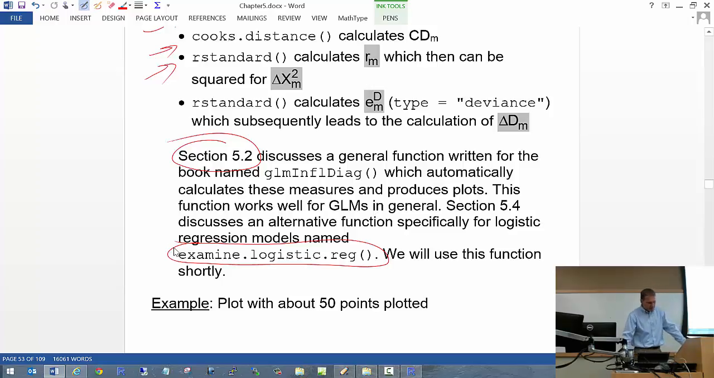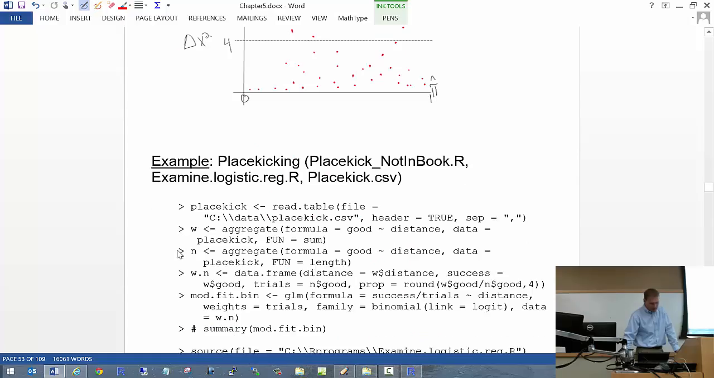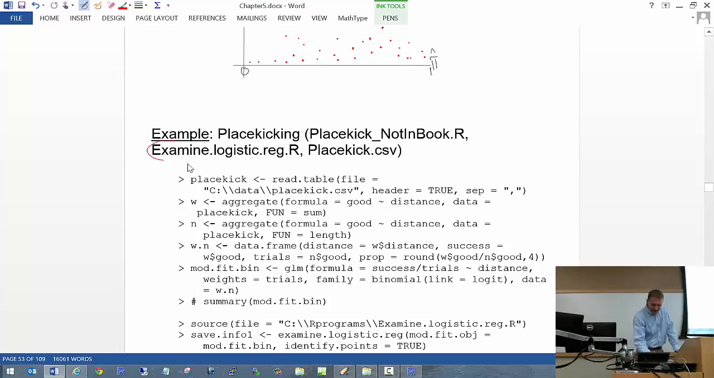That function, this is kind of looking ahead to the next page, is located inside this program that's on the book's website. And so just run the program and you get the function there. We'll talk about the function more probably next time.